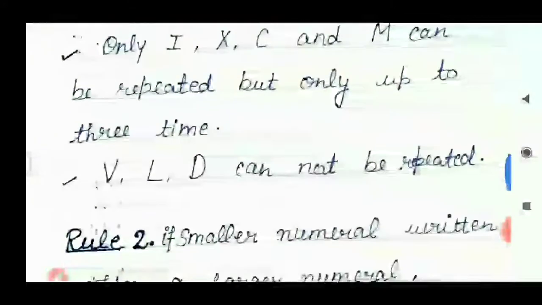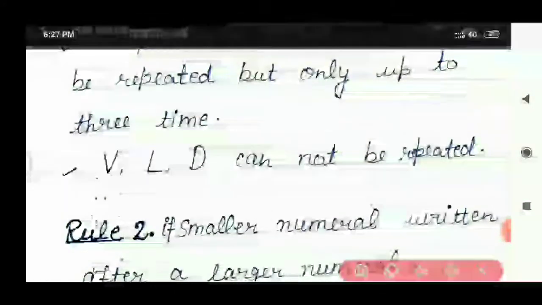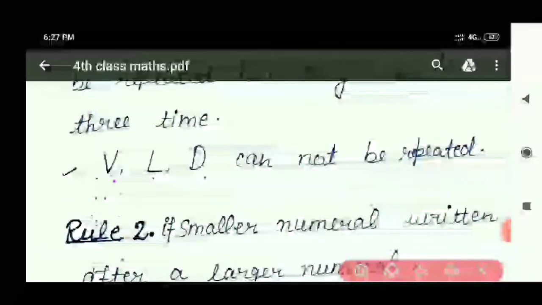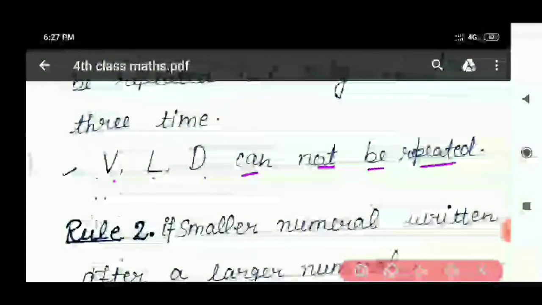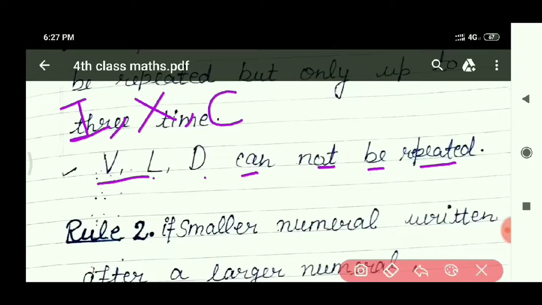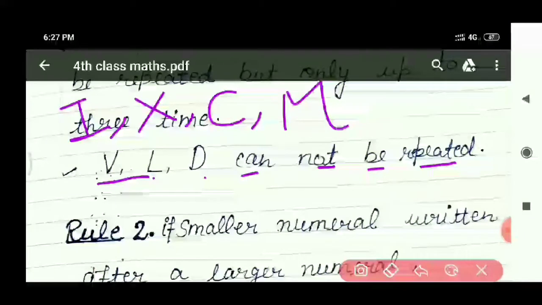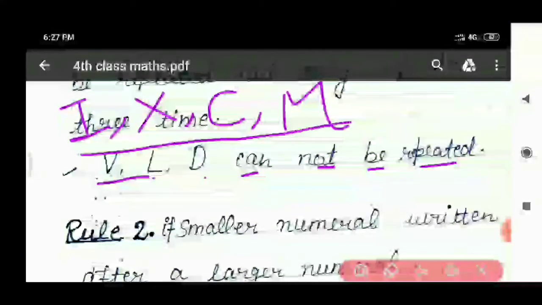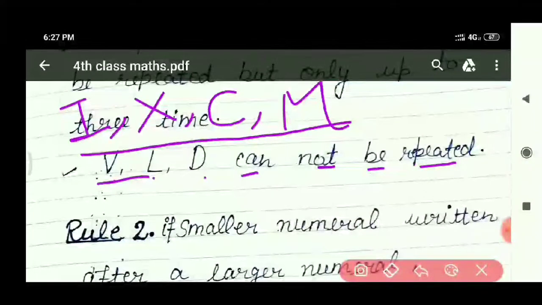And one more thing, as you can see, here is given: V, L, D cannot be repeated. We can write these only one time, and the others, I, X, C and M, can be repeated only up to 3 times, and V, L, D only up to 1 time. Clear?